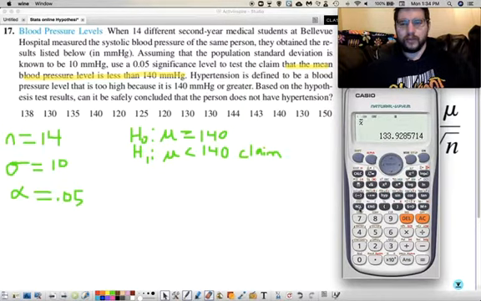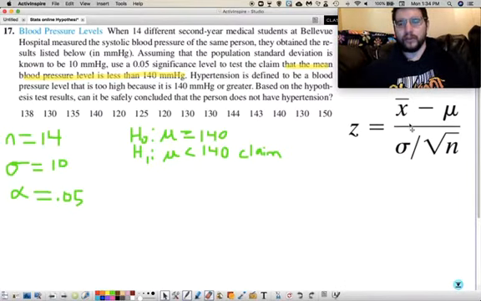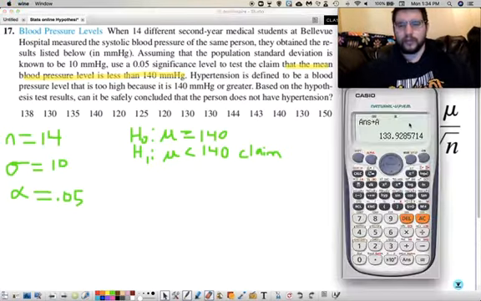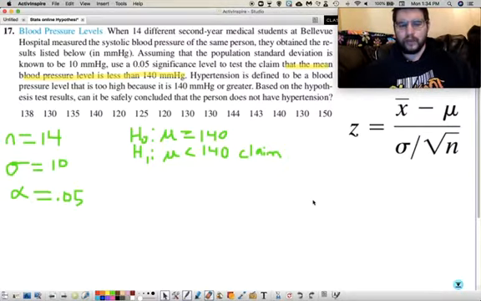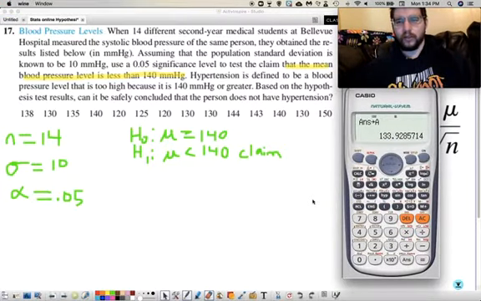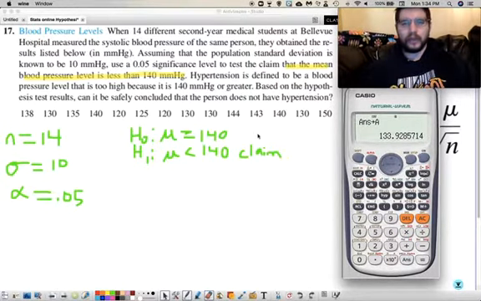And if you want, you can store that for later use. May or may not need it. You will whenever we type in this formula. So yeah, I'm going to store that to A. 133.9. Remember your rounding rules. Our data goes to the ones place. We round one place further, so to the tenth place. X bar is going to be 133.9.